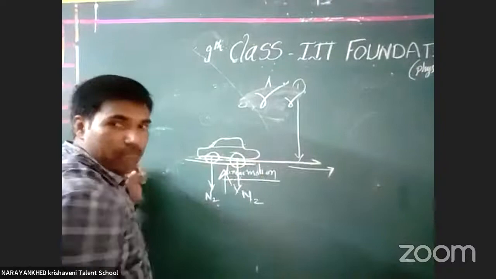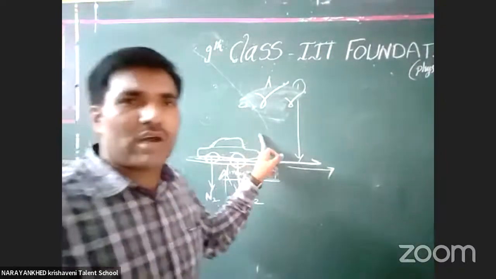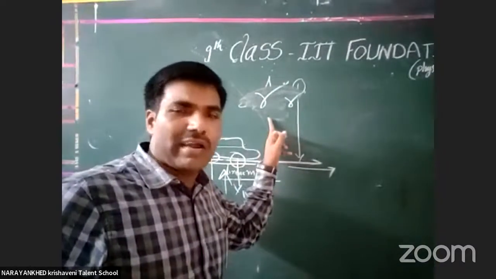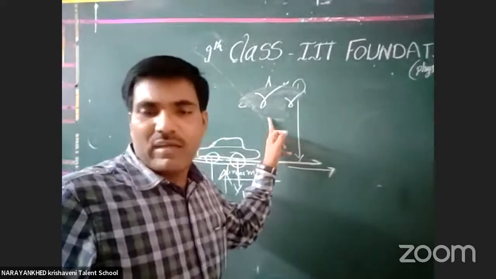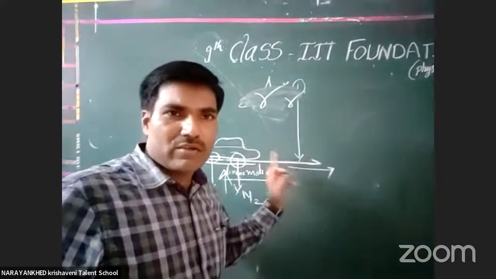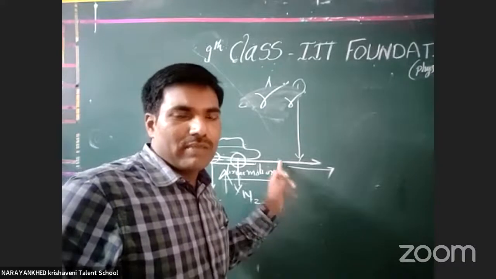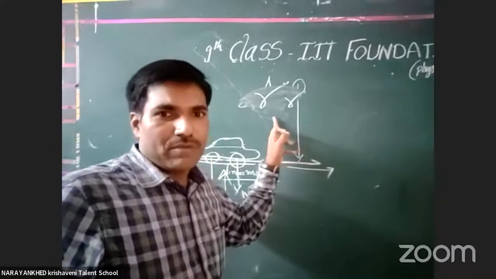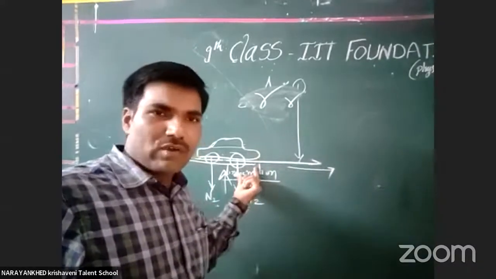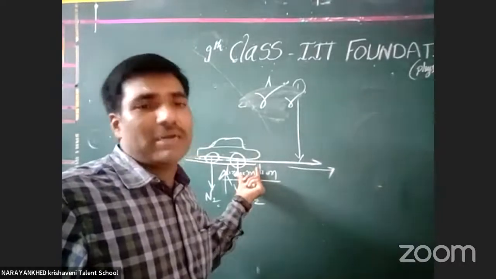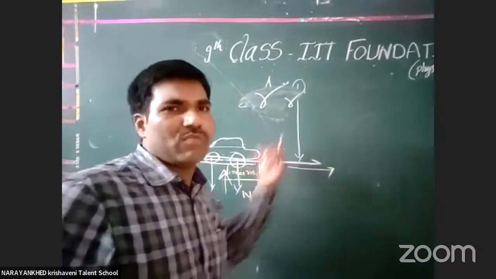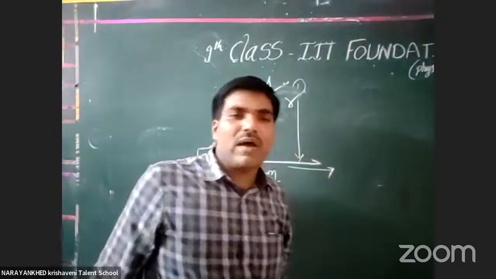But here, on the board, there is a gravity force, and there are no normal forces because it is not touching the earth. Now, gravity forces are working. There are also gravity forces on the car, but they are balanced by the normal forces. Here they are not balanced by normal forces.